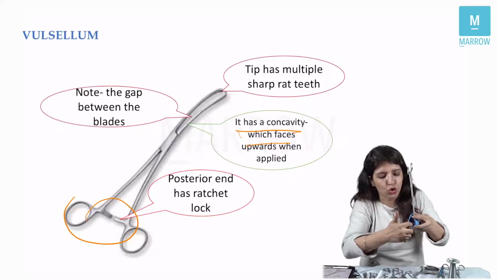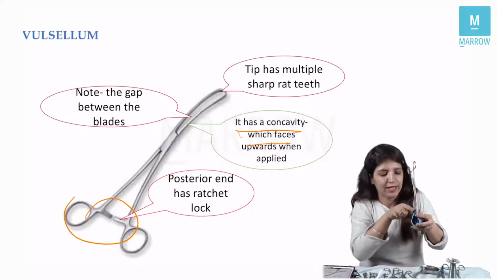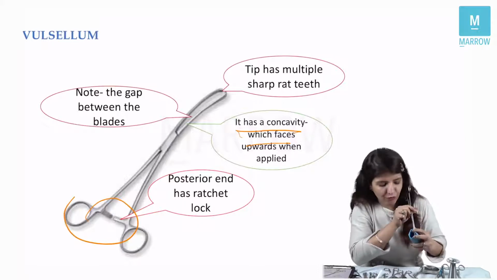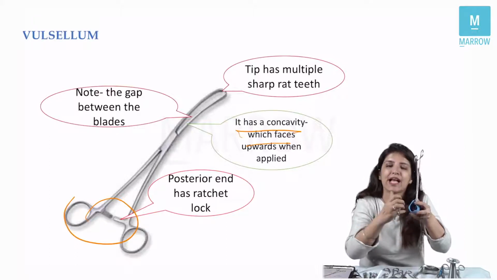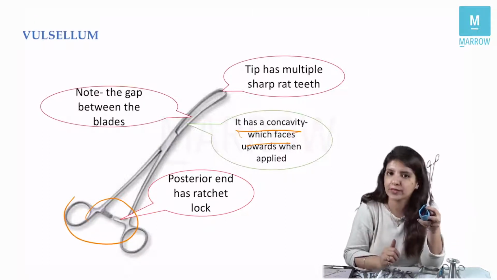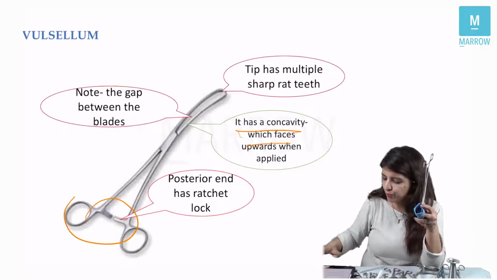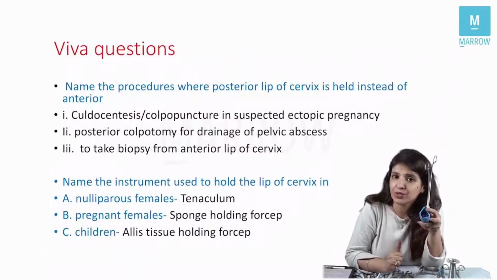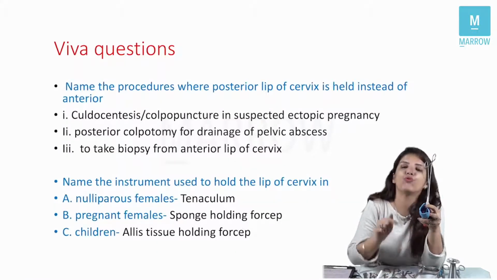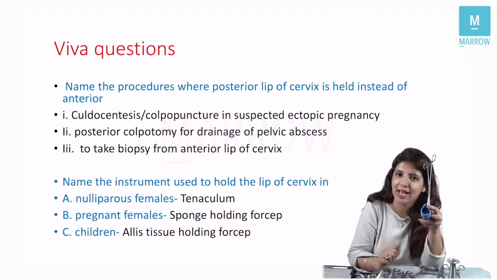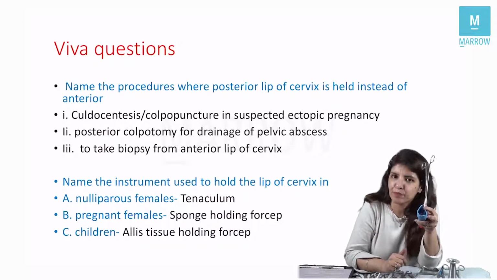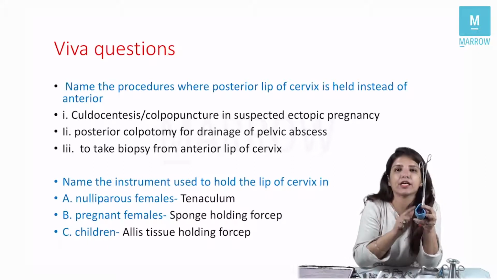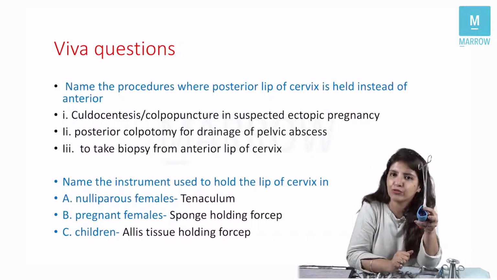I am targeting to look at the posterior fornix. This is the anterior part, this is the posterior part. So if I am holding the posterior lip, my aim is to visualize the posterior fornix and to do procedures through the posterior fornix. So what are the procedures which you do via the posterior fornix? Number one, culdocentesis. Culdocentesis is one procedure which would go via the posterior fornix into the Pouch of Douglas. Colpopuncture. Again, number two, if you want to drain a pelvic abscess, that is posterior colpotomy, in that case, you will have to hold the posterior lip of the cervix.